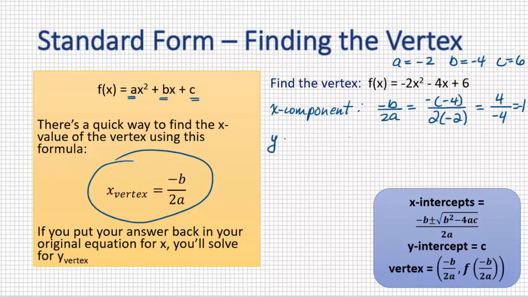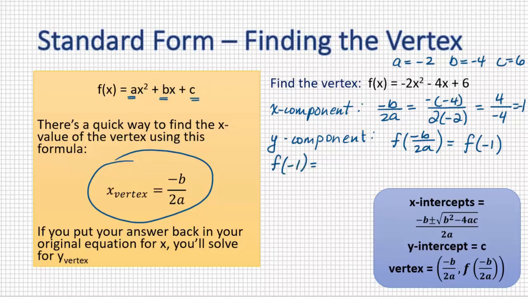Now to find the y component of the vertex, we want to find the y value that corresponds to the x component we just found. In other words, we want to evaluate the function where the x has a value of negative b over 2a. In our case, we found that negative b over 2a was equal to negative 1. So we'd like to find the value of the function where x is equal to negative 1.